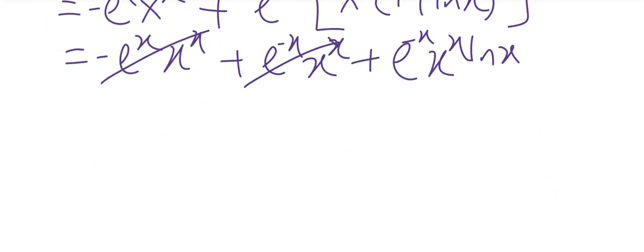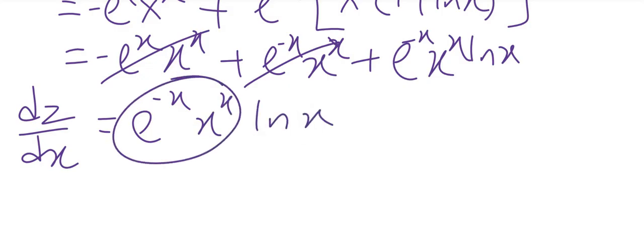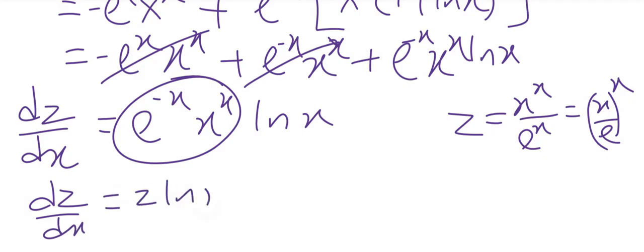Now moving on, I have dz with respect to x equal e to the power of minus x, x to the power of x, ln x. Don't forget, this is still the same thing as x to the power of x over e to the power of x, which is the same thing as x over e, everything to the power of x. Don't forget, I represented this with z. So dz with respect to x is equal to z ln x.